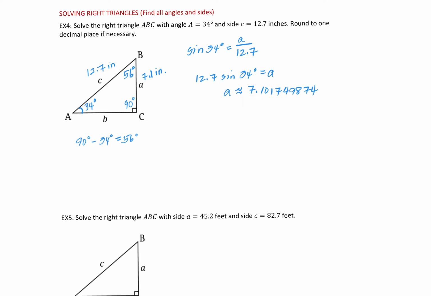I'm missing side B. At this point, I could use the Pythagorean theorem. This is a right triangle. A squared plus B squared is going to be equal to C squared. And I have A, I have C, I just have to find B. So that's one option. Another option is to use the trig functions again. And since I already know how to use the Pythagorean formula, I'm going to go ahead and use a different trig identity.